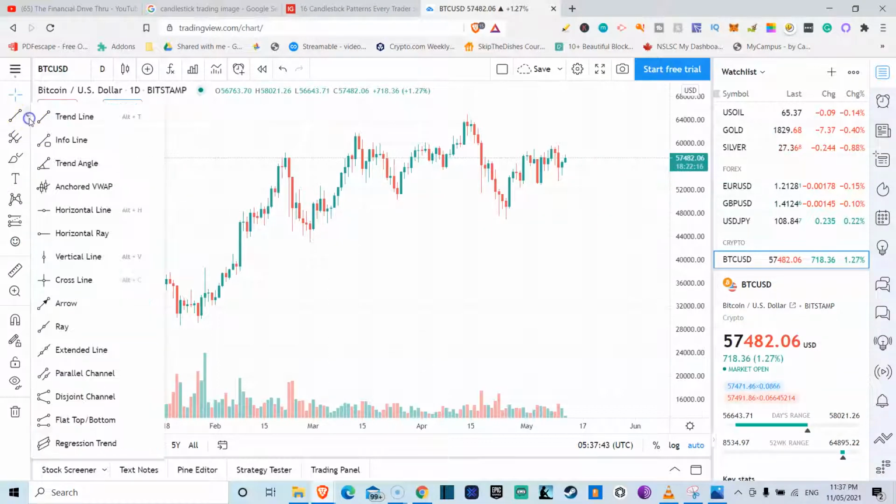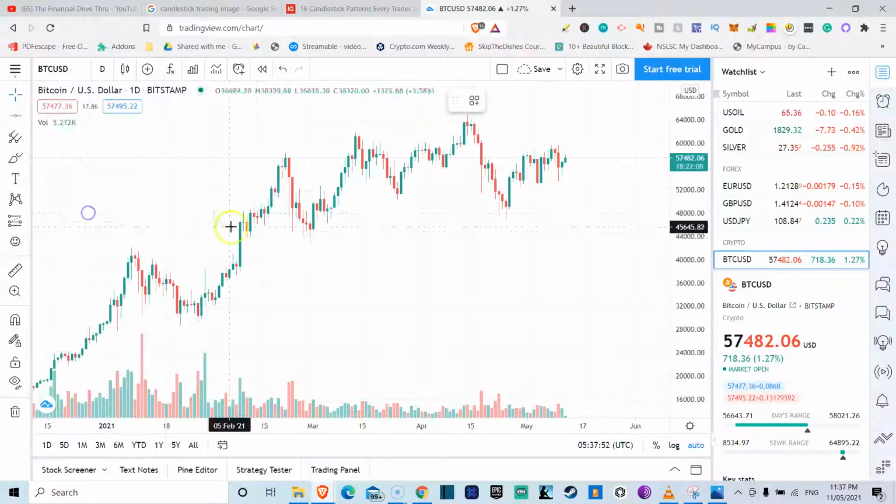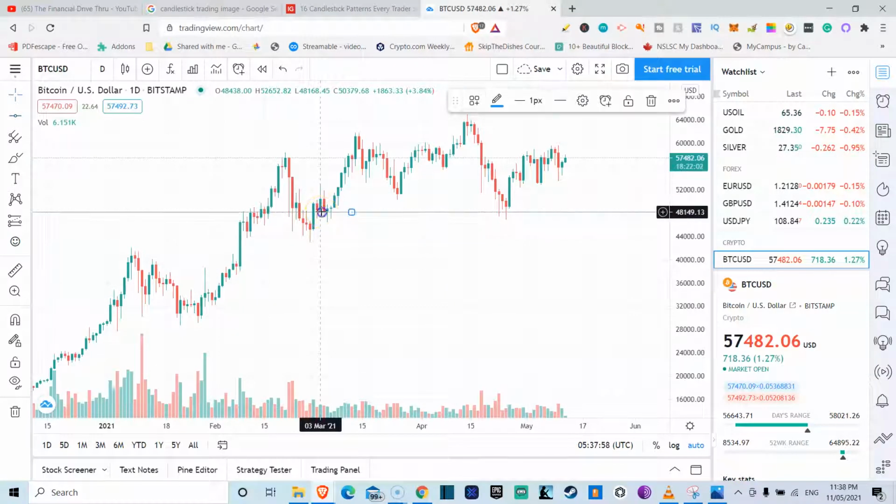Now you can come to the toolbar, they have all the resources and options over here for you. So on this one, we're going to take a horizontal line, and I'm going to put this here. So once I put that down, you kind of see why. So over here, you see price came all the way from down here, reached this area.